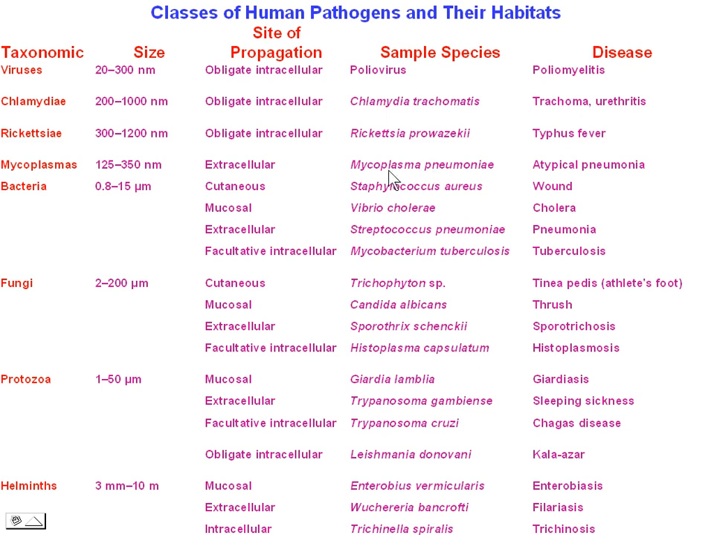You should know that mycoplasma pneumonia is mycoplasma, which is different from bacteria or viruses. You should know if you hear a disease like cholera, pneumonia, tuberculosis, that these are different types of bacteria. You should know if you hear a disease like tinea, thrush, sporotrichosis, histoplasmosis, that these are fungi. You should know giardia, sleeping sickness, Chagas disease are protozoans, so is kala azar. We'll mention these briefly.